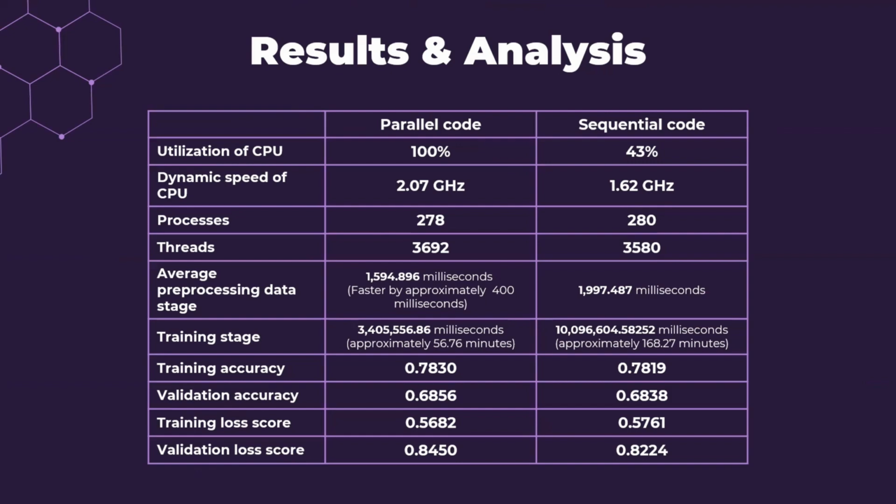Accuracy in training and validation. Interestingly, the accuracy levels were similar in both methods, emphasizing that the increase in speed does not compromise the quality of results. Loss score in training and validation. Both methods demonstrate comparable loss scores, indicating consistency of performance. This comparison allows us to appreciate the efficiency of resource utilization in both parallel and sequential processing.